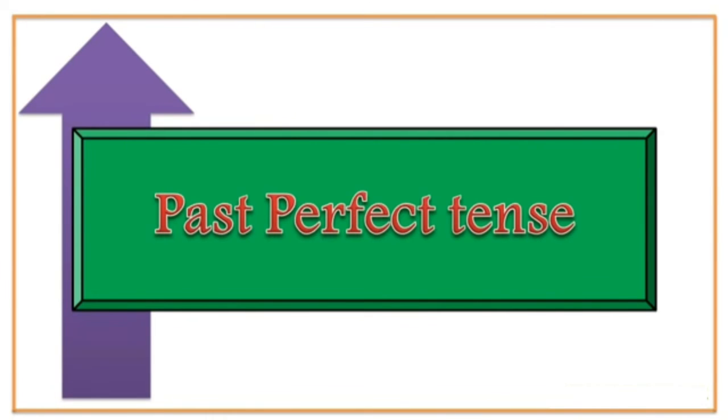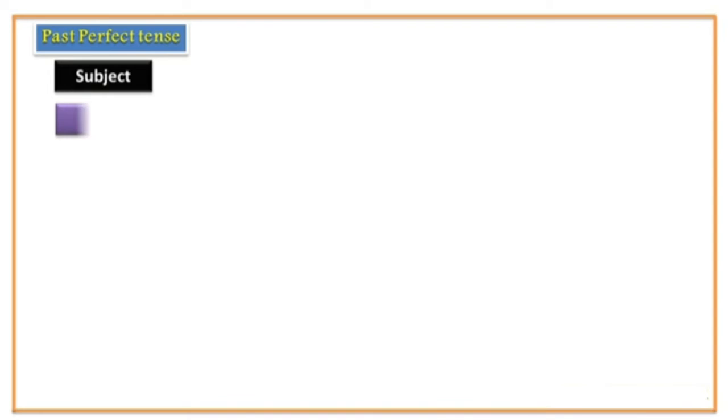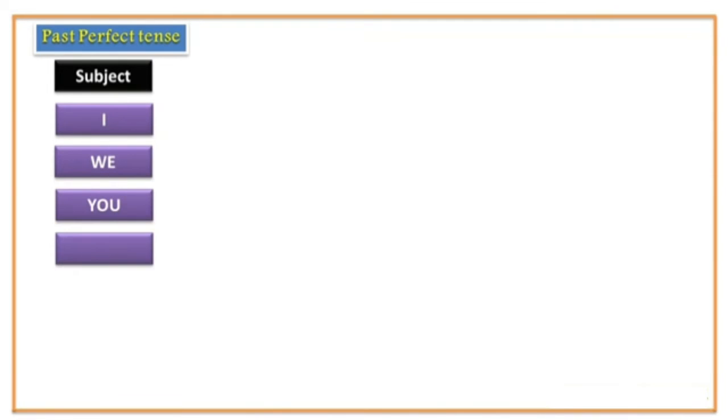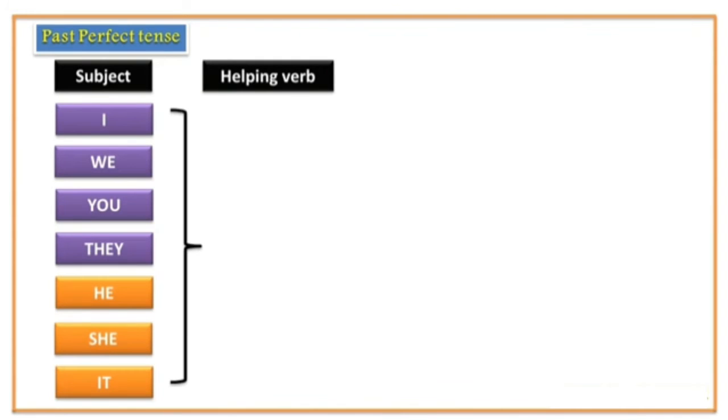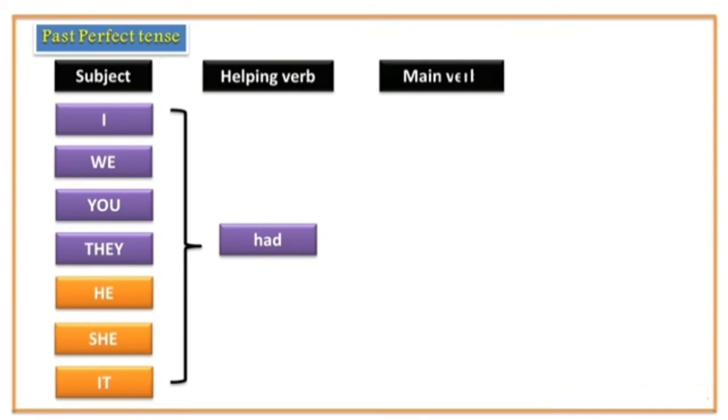The past perfect tense. The past perfect is used for an action completed before a certain moment in the past. Past perfect tense is used to refer usually to long past actions or situations. We do not use it to refer to things that happened in the recent past.